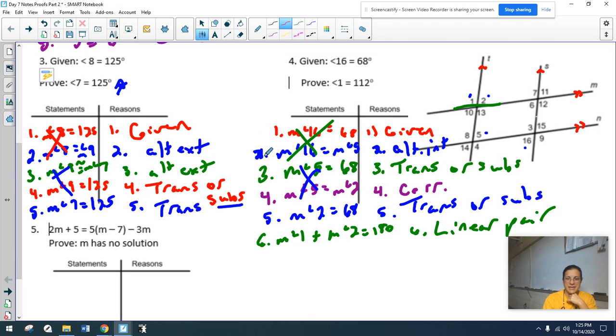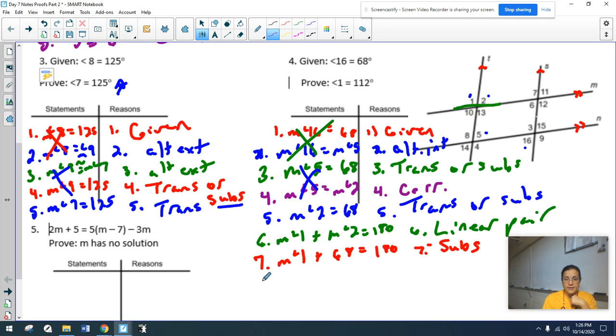Okay, so in this case, what I'm going to do in step 7 is we know that the measure of angle 2 equals 68. So I'm going to put 68 right here. What I did was I definitely plugged that in. I knew that angle 2 was 68, and I plugged it in for the measure of angle 2. So this one is definitely substitution.